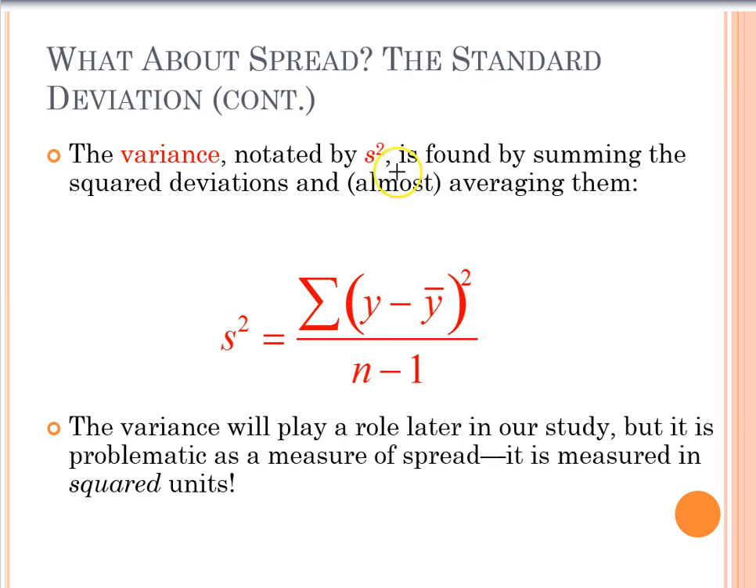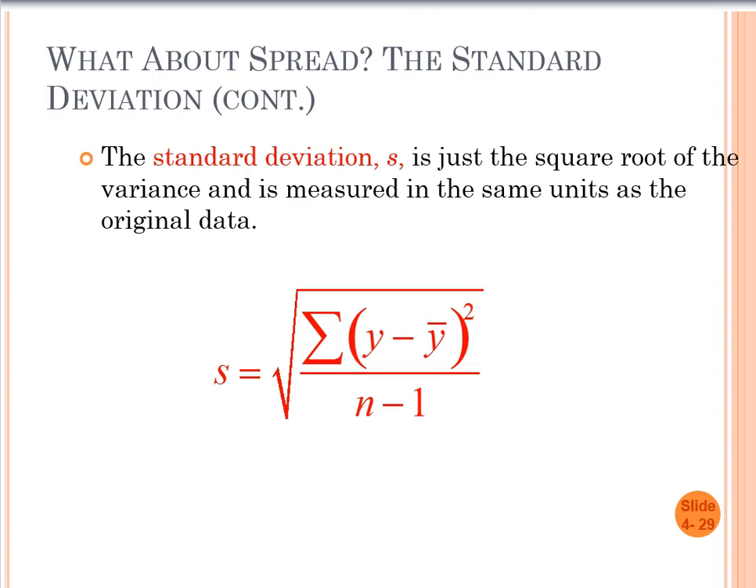Now, the variance is squared because we squared all these differences, and that's sort of a confusing, uninterpretable metric. And so what we do is we convert this to a standard deviation by just square rooting that variance. And so that allows us to interpret the standard deviation.